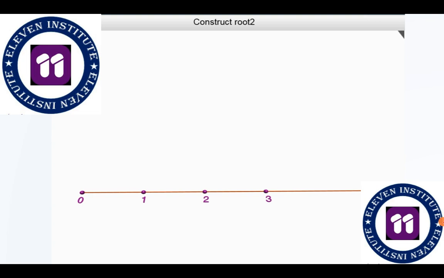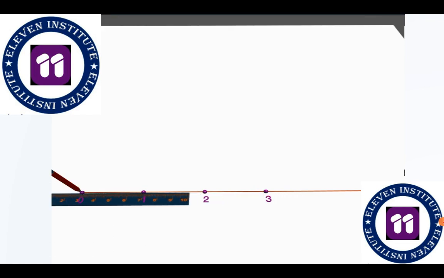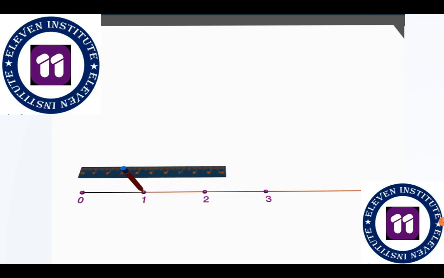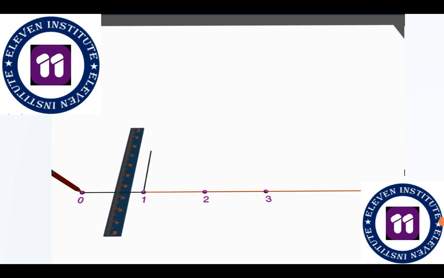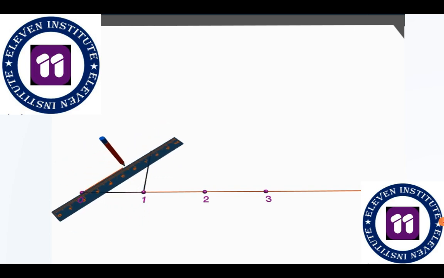Now we will construct root 2. This is very simple. We need a base of 1 unit. We very well know this based upon the previous screen. Then an altitude. Now this line should be perpendicular exactly, again of 1 unit, and when we join the hypotenuse, the length of the hypotenuse becomes root 2, right? Based upon the Pythagoras theorem. So length of this line is root 2, you can see.